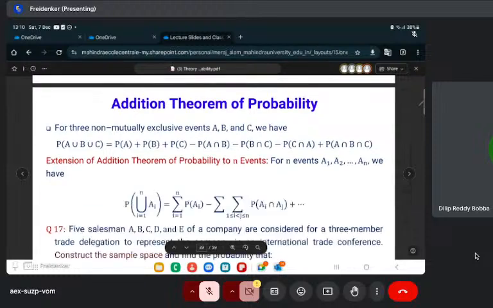Interesting. So if you have three non-mutually exclusive events, then you get probability of A plus probability of B plus probability of C minus... It goes on. It's like a pattern at this point.